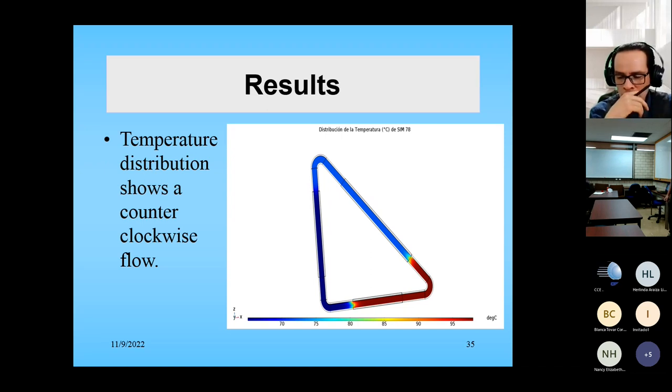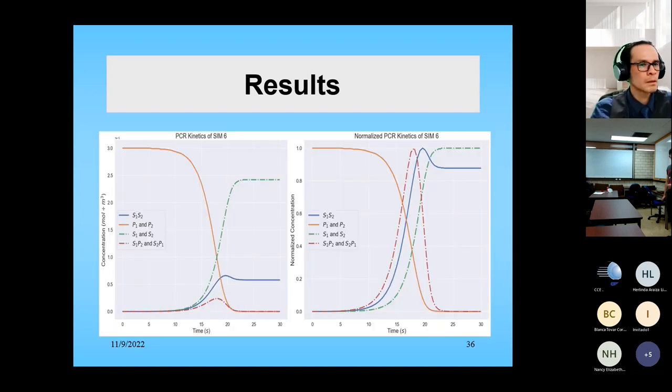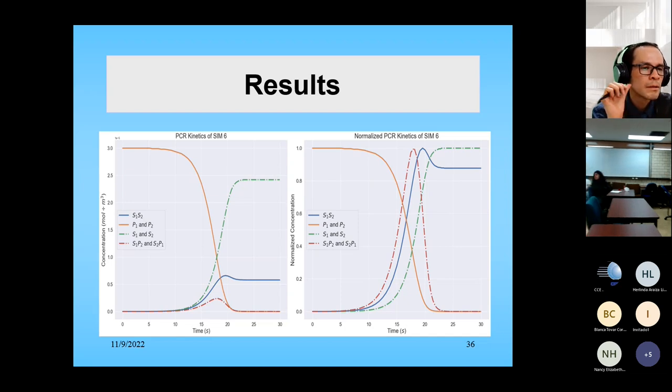Then the part of the fluid is cooled, and the primers start to bind to the single-stranded DNA, but then they start again to denaturate before they start to extend and generate new copies. And this is a problem which can be solved by increasing the velocity of the fluid, by making greater differences of the temperature, or looking for another geometry.